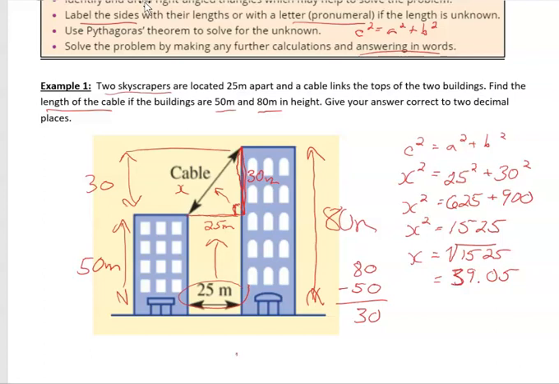Then we finish it off and we say, therefore, this is what the answer is. The cable is 39.05, and then that's when we put the unit back in, meters long. And there's your answer.